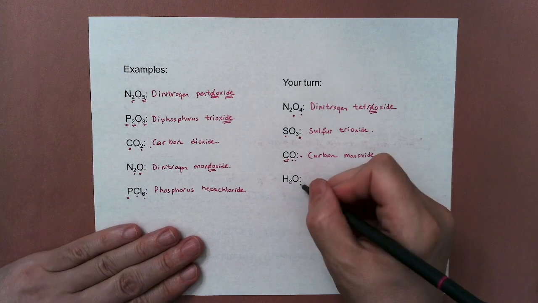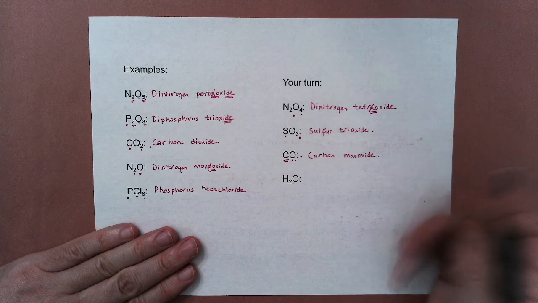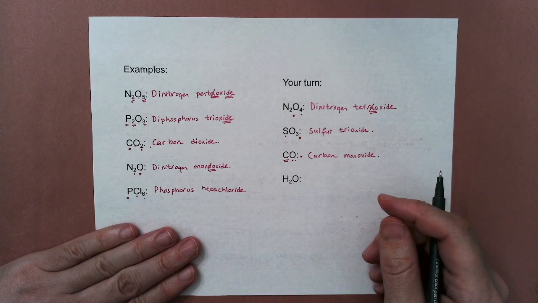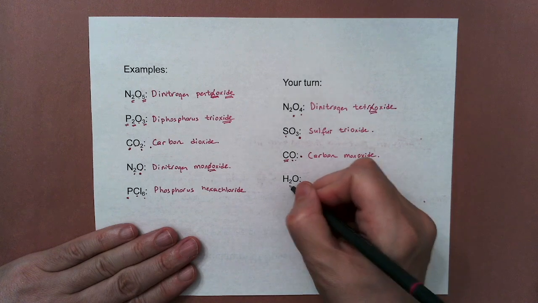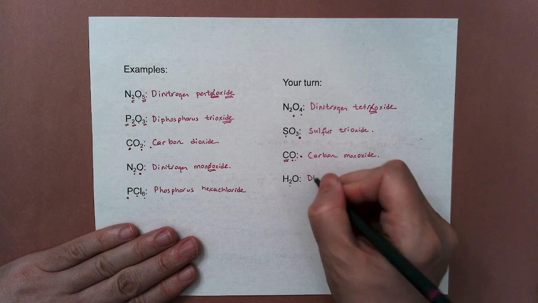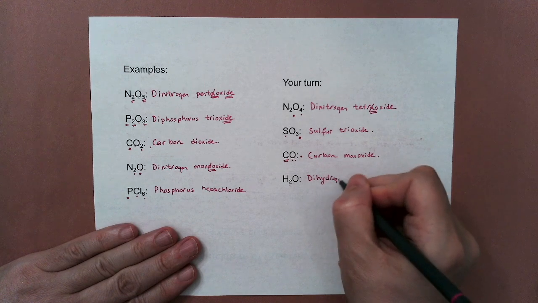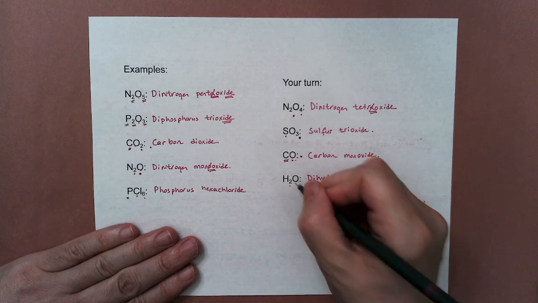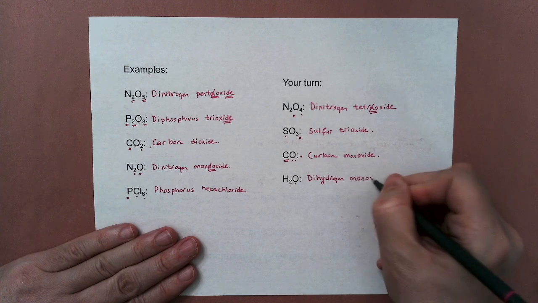And finally, water. How would we name it in the systematic way? Pause the video and try it. Okay, I have 2 hydrogens, so I say di, and the first nonmetal is hydrogen. And oxygen is the second one. I have only 1 of it, so I say monoxide again.